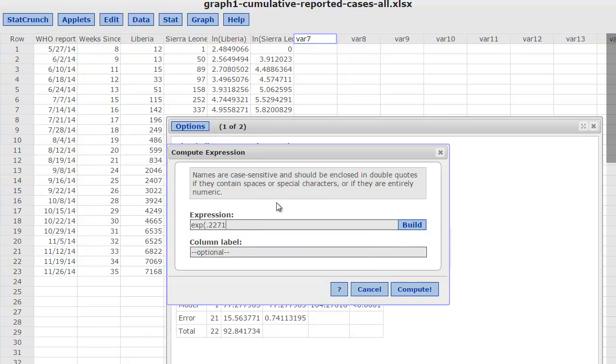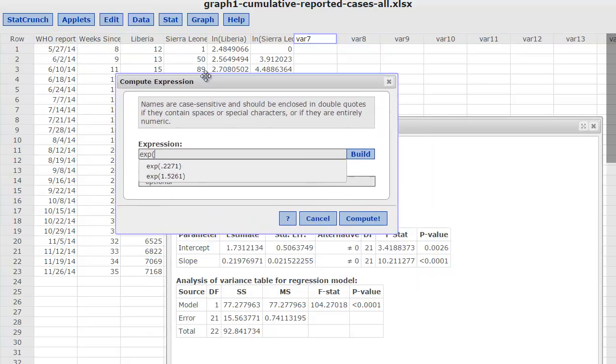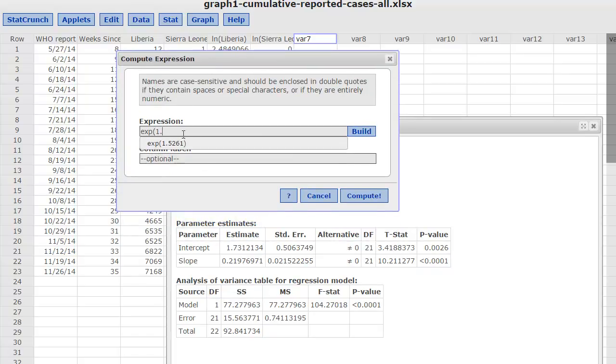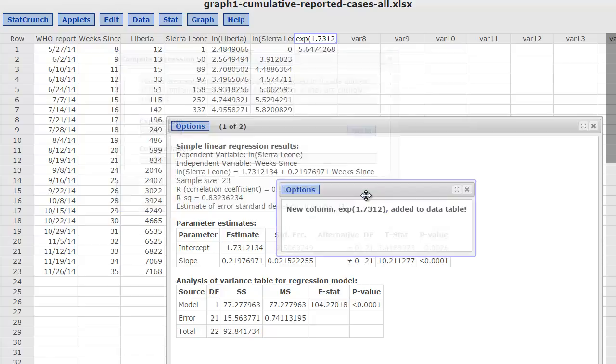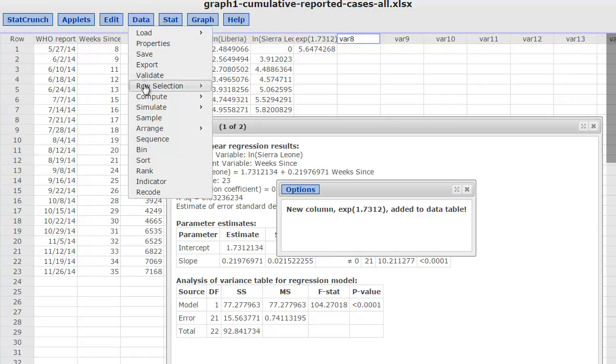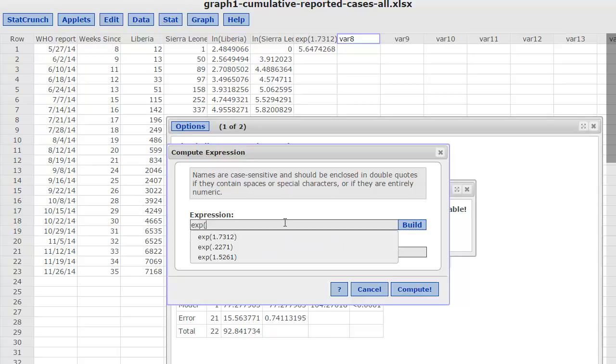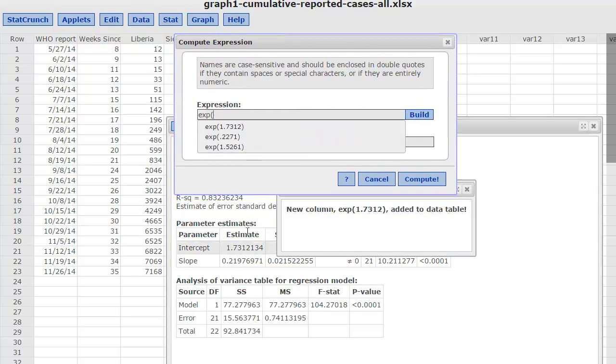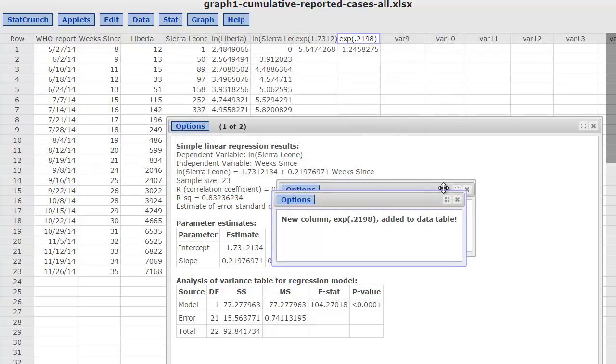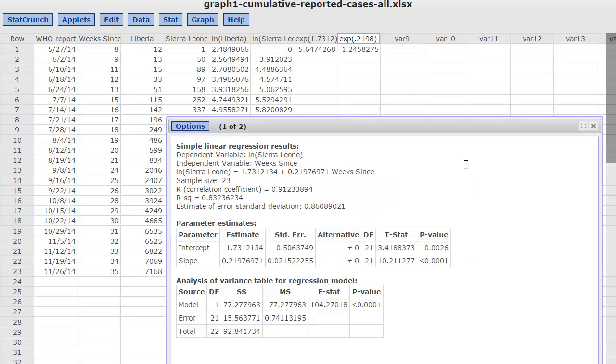of the 1.7312, and then I'm going to compute the exponential of the rate of change, which is 0.2198, rounded to 4 decimal places. And so I'm going to compute that. Alright, and so I've got that for my exponential function.